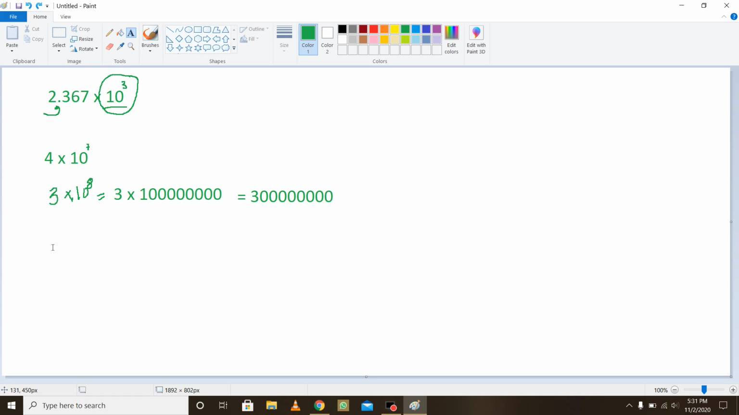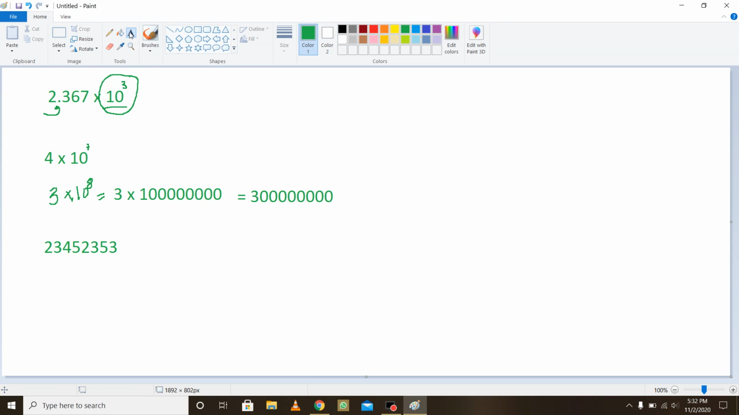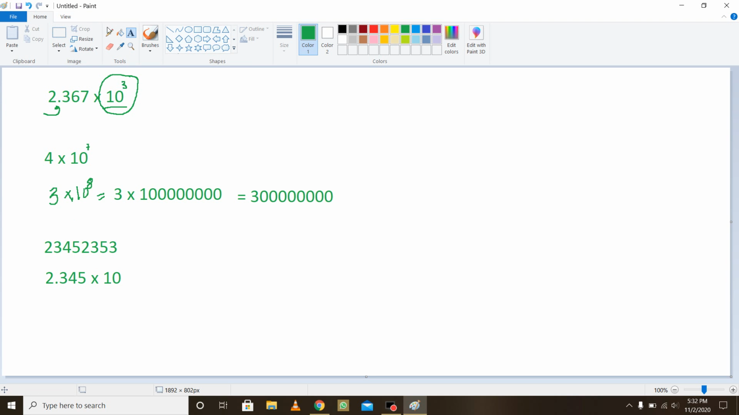Let's do some other examples. It might get more clear to you. For example, there is a number 234, and we want to write it in the standard form. The first step is to add a decimal after the first digit and count the number of digits after the decimal. Here there are 7 digits, so you can write 7 here. So this number can be written in the standard form like this.